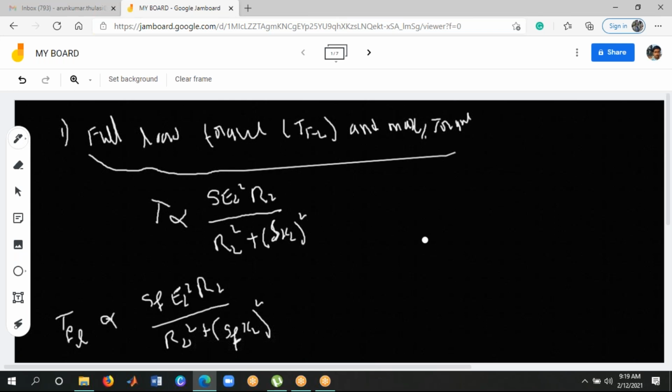Ns minus Nr divided by Ns. So here SF we can write, so that full load slip is (Ns minus Nr) divided by Ns. So it is also called as normal slip.